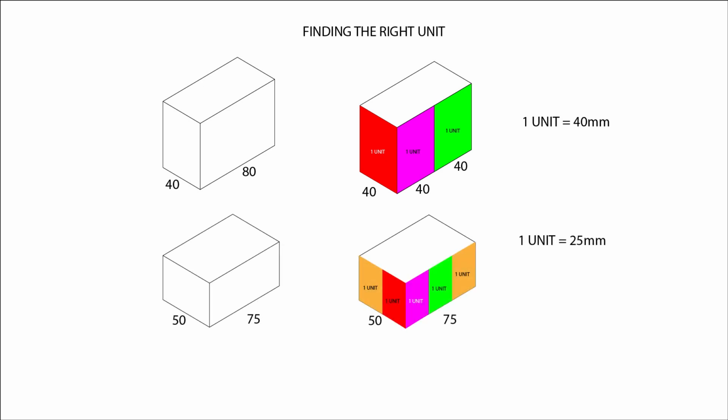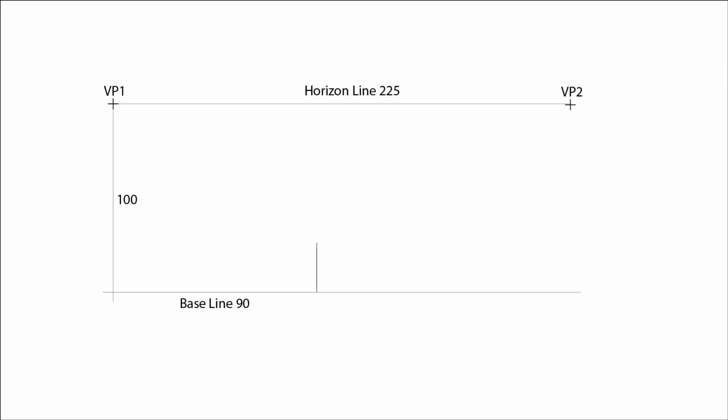Take a look at the second drawing now. The length is 75 millimeters and the width 50 millimeters. Now the length is not twice as much as the width. In this case, we will have to find a value smaller than 50 millimeters, which can divide both 50 millimeters and 75 millimeters. And in this case, 1 unit is 25 millimeters. If we divide by 25, we get 2 units for the width and 3 units for the length. Now that you have understood how to find 1 unit, we will have to draw the object in perspective.